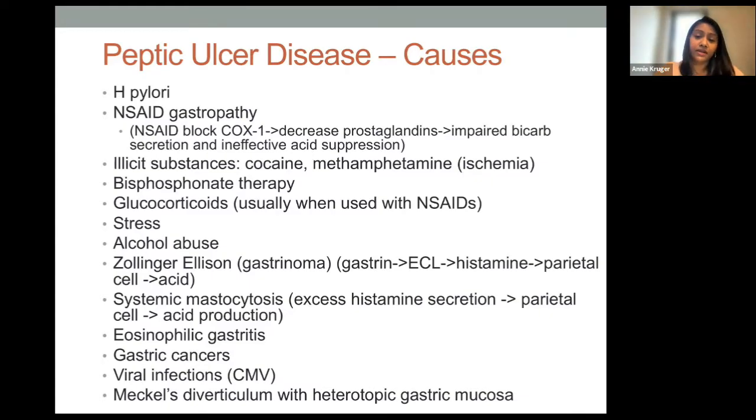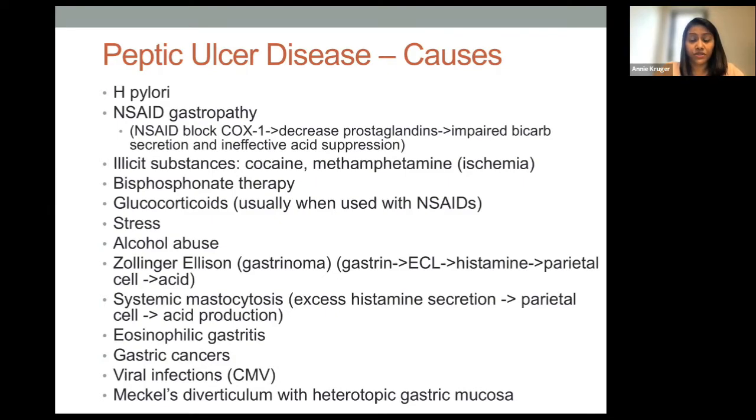Now, gastrin doesn't directly increase acid production. What it does is it acts on the ECL cells of the stomach to increase histamine production. And it's the histamine that acts on the parietal cells to increase their acid production. As you remember, the parietal cells are the primary acid-producing cells in the stomach.